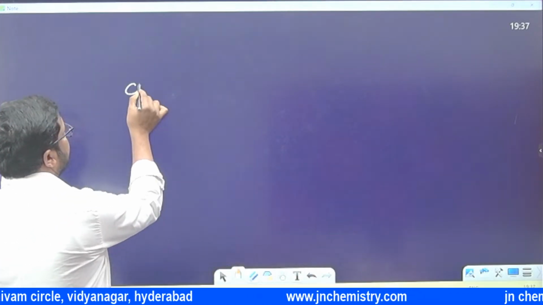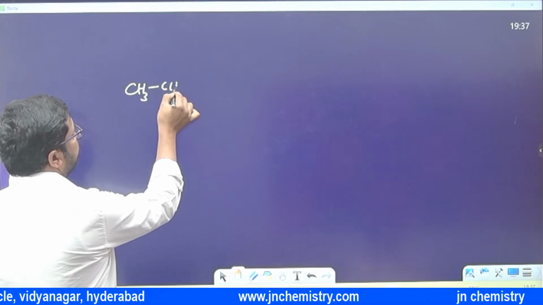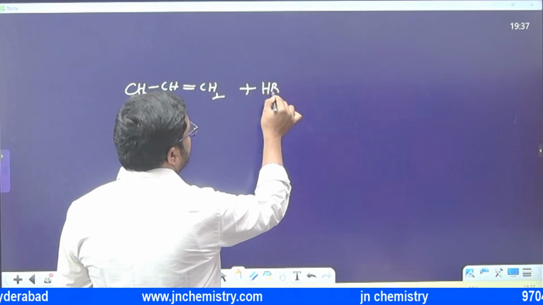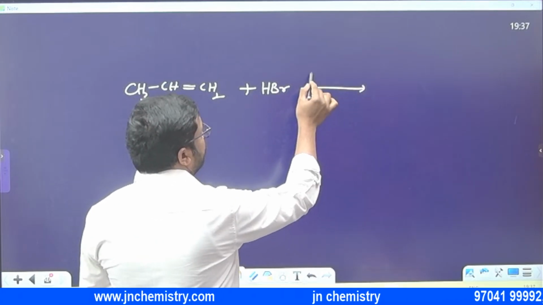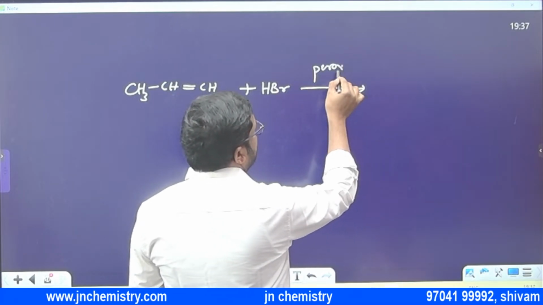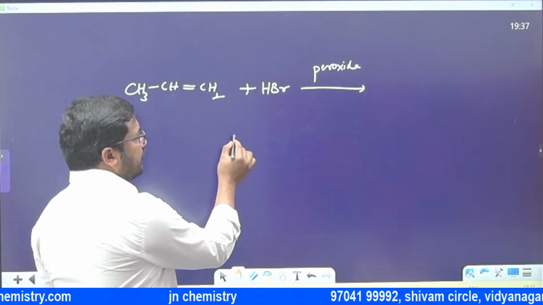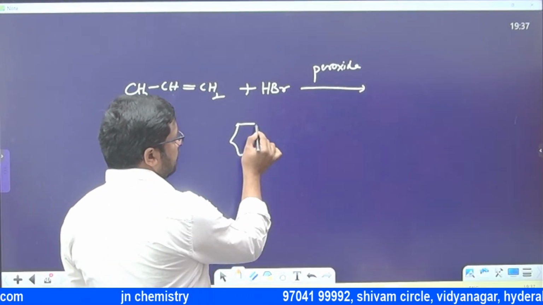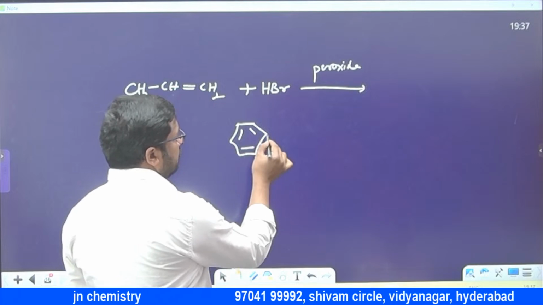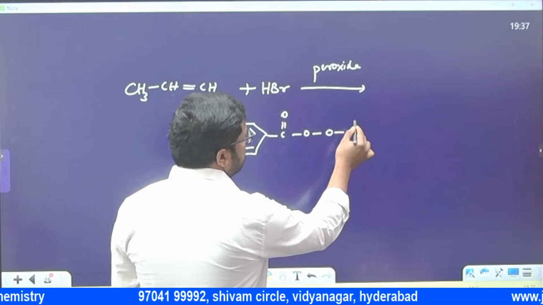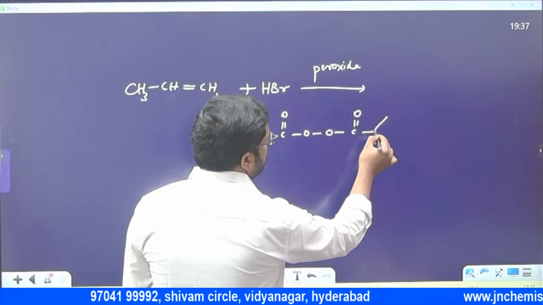So in the free radical addition mechanism, first I'm just giving the question like this. Of course, I already gave you HBr. So peroxide. Generally we take benzoyl peroxide, no? This is what the benzoyl peroxide looks like: C double bond O, C double bond O, like this.